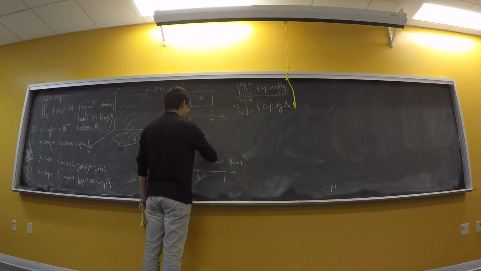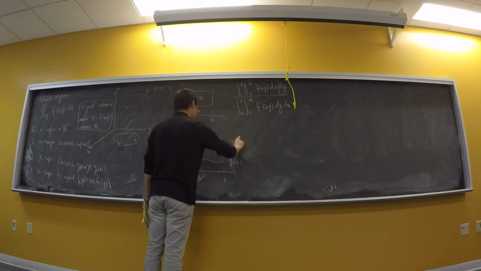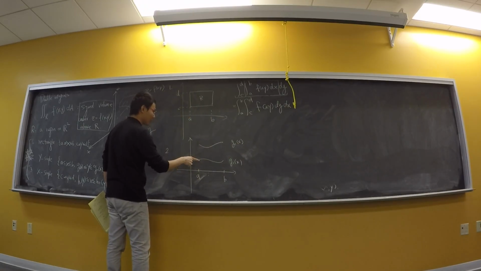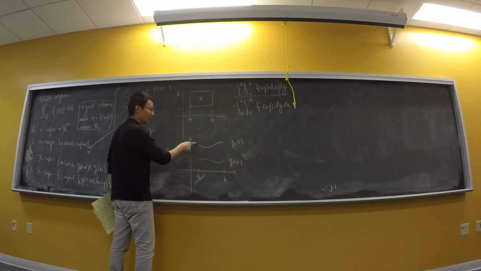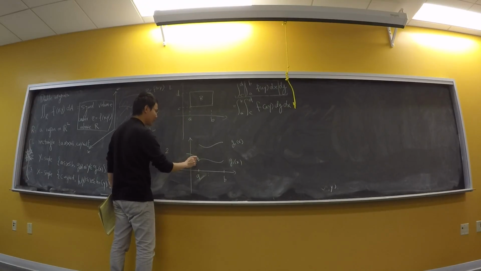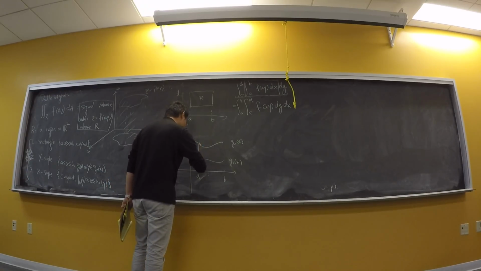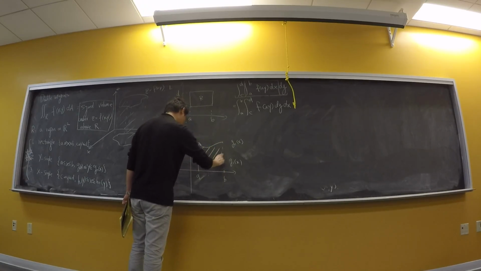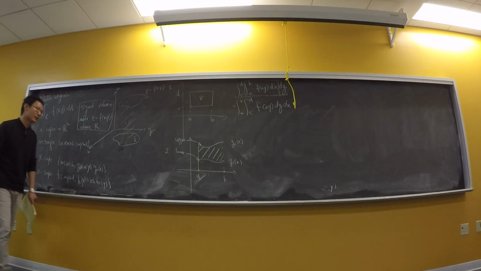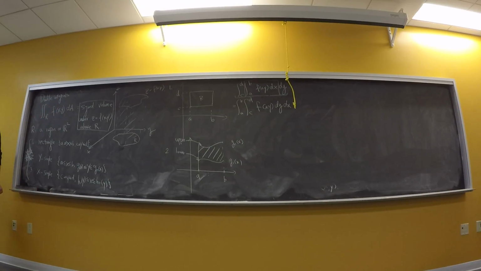And I have another function, g2 of x. So one function is below, the other function is above. This I usually call the lower function, and this I usually call the upper function. The region is bounded by 2 vertical lines and 2 curves given by 2 functions. This will be the y simple region.